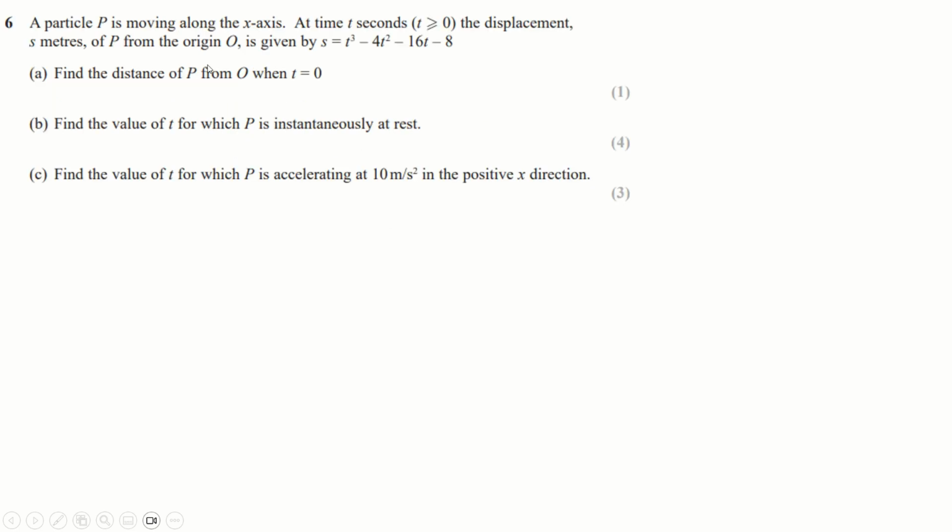Question 6 then, so find the distance from O when t is 0. So when you put t is 0 in here, you get the distance is minus 8, but that's not a distance, so we'll just say distance is positive 8. Find the value of t for which p is at rest.